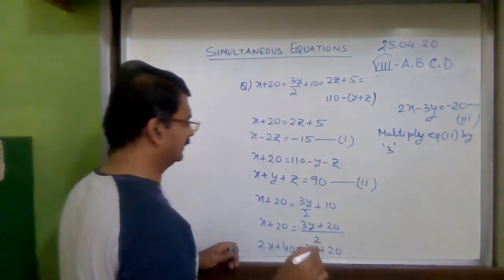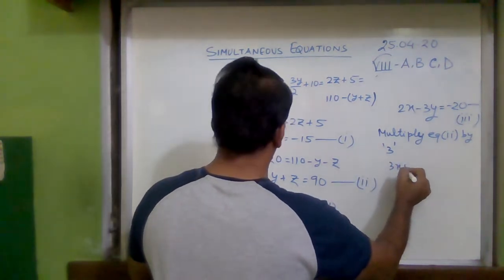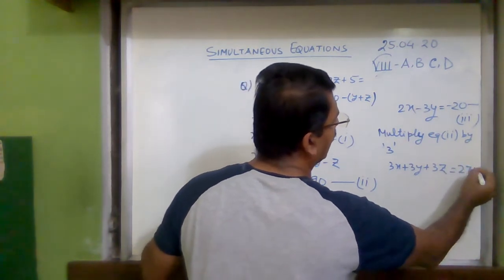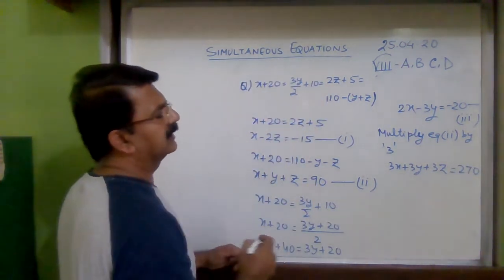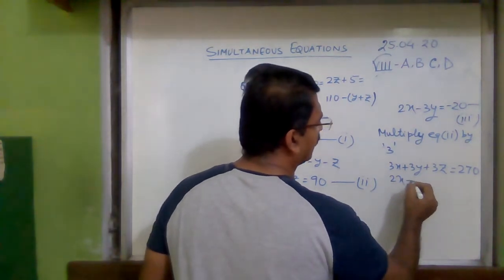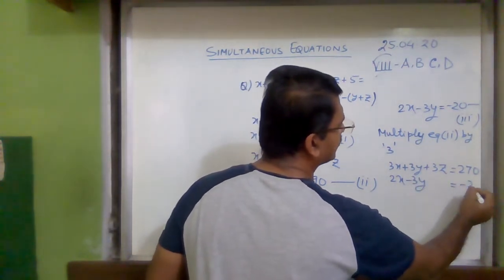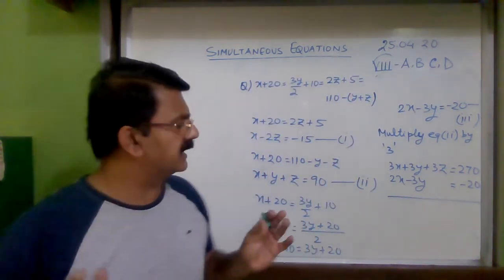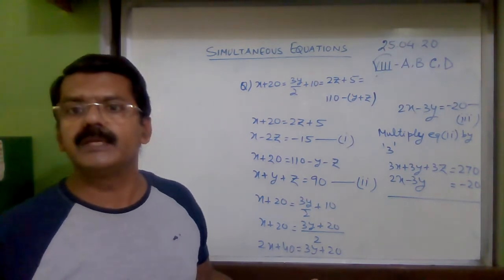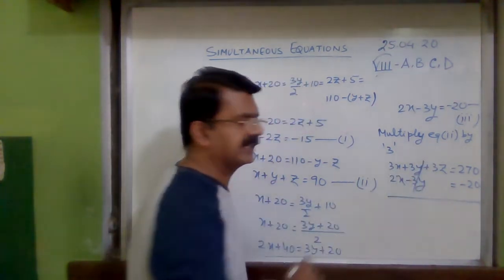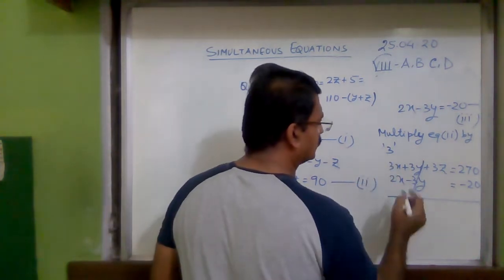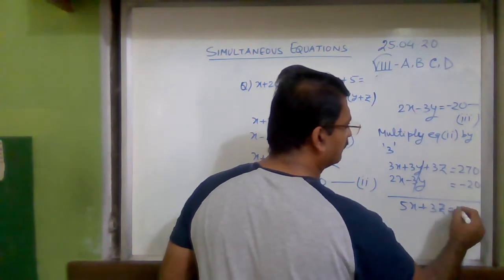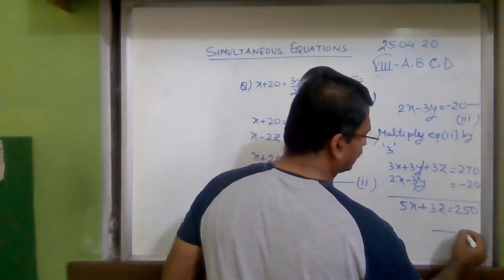Multiply equation 2 by 3, then it will be 3x plus 3y plus 3z is equal to 270. And below it, you write down the third equation, which is 2x minus 3y is equal to minus 20. Now in both the equations, the coefficient of y are same and they have different signs also. So simply you have to add them. So plus 3y minus 3y cancels out. Now 3x plus 2x will be 5x plus 3z is equal to 270 minus 20, which is 250. So this is your equation number 4.